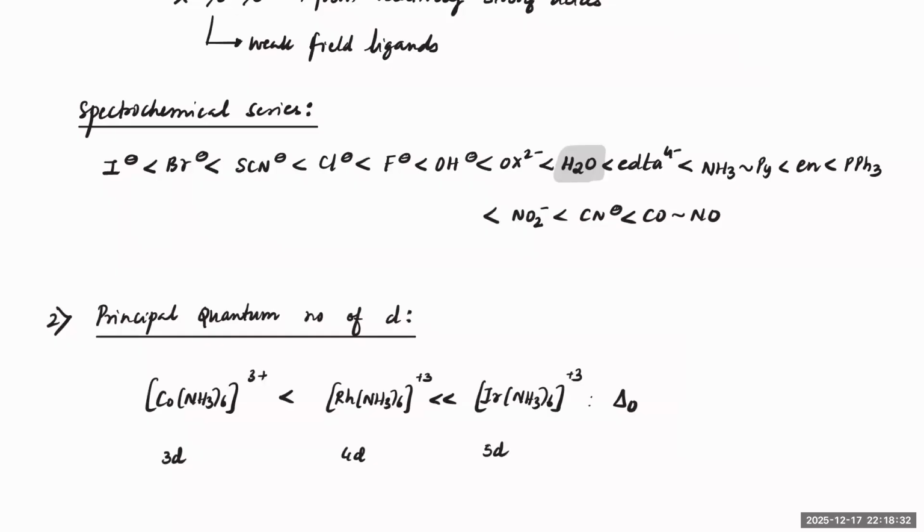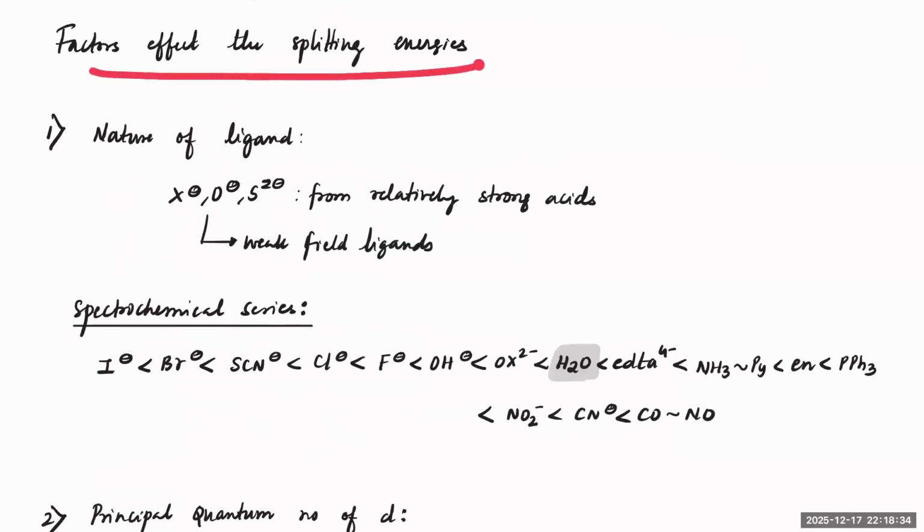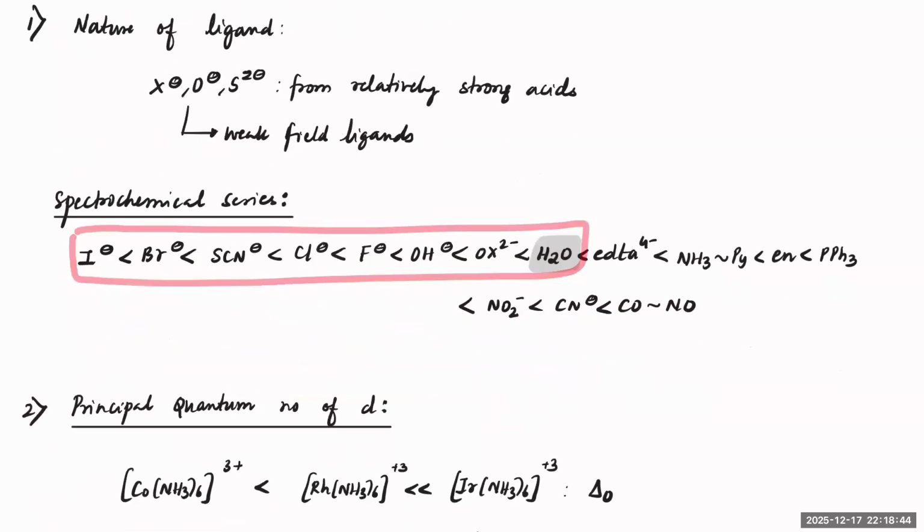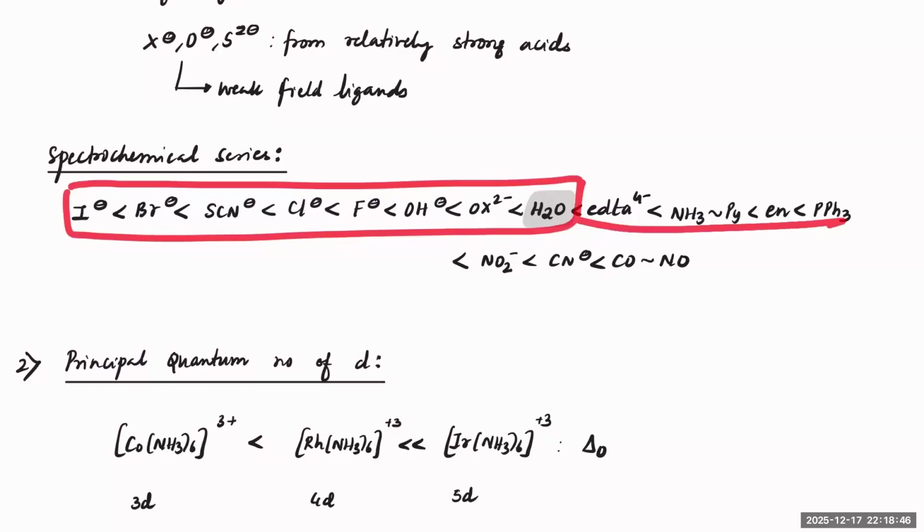Right, sorry, let me re-explain that. The factors that affect the splitting energy include the nature of the ligand, whether it is strong or weak. Iodine till water are all weak field ligands. EDTA onwards till NO are all strong field ligands.